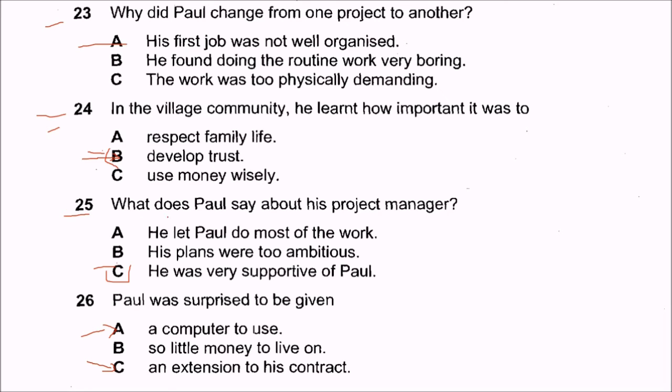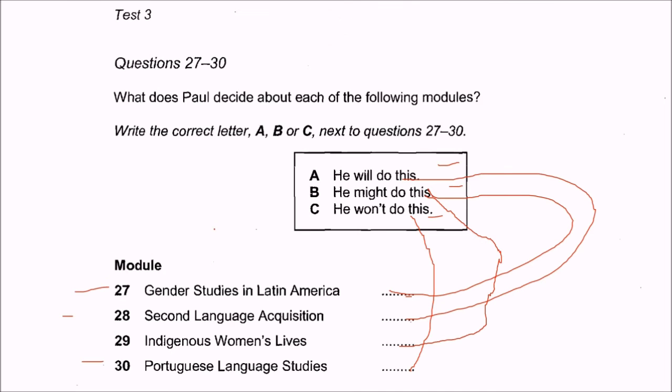25th, what does Paul say about his project manager? He was very supportive to Paul. This is what I highlighted. Paul was surprised to be given, 26th. Now, initially, you might be tempted to answer this one, an extension to his contract, about his parents being surprised on his extension. But finally, after a few sentences, we realize that he was surprised to be given a computer to use. Then what about these choices? Means he will, he might, he won't.